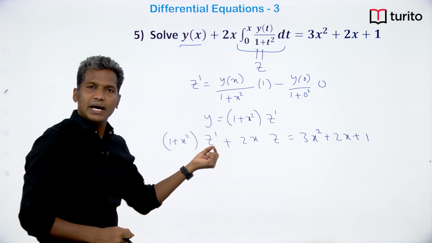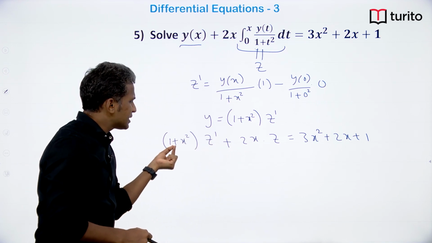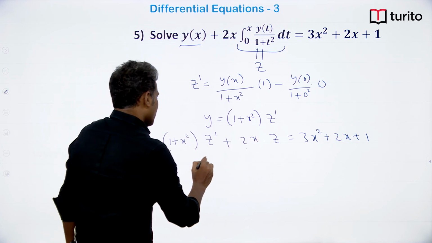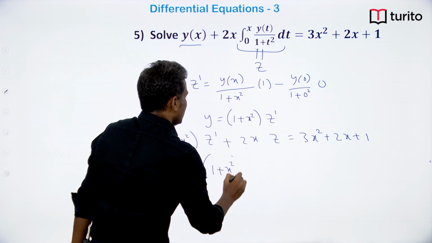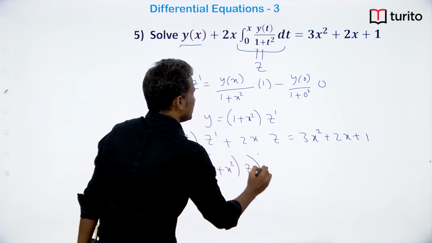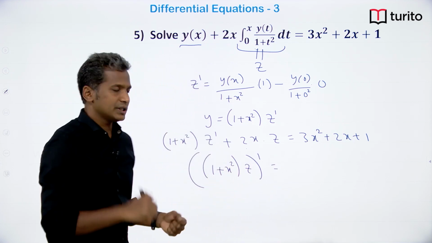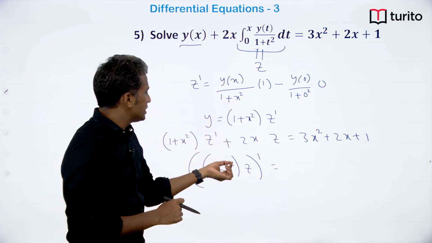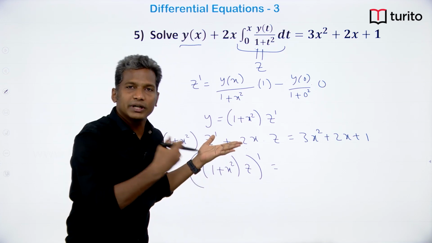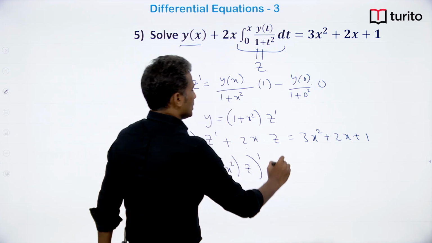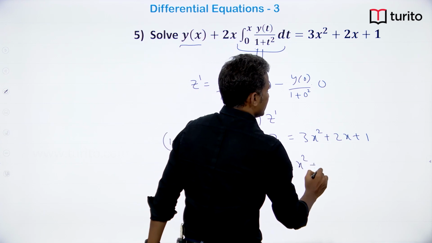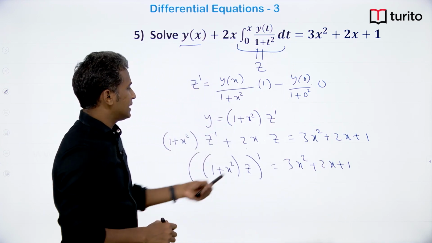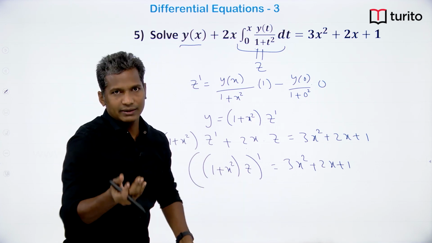Here I can see directly that the derivative of 1 plus x square is nothing but 2x. So, 1 plus x square into z, if I differentiate this product of two functions, I am basically getting this LHS. I am using this idea because I just spotted it in the question. So, what is the RHS here? 3x square plus 2x plus 1. Now, that means if I integrate this directly, I can get the resulting value.